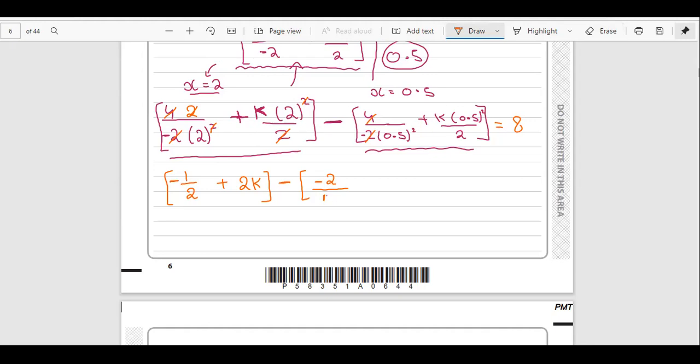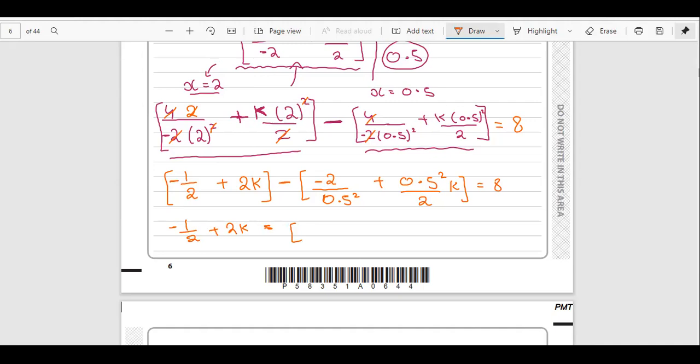We will have 0.5 squared plus 0.5 squared over 2 into k equals 8. So we have minus 1 by 2 plus 2k. Let's do another step. Minus, and then what is minus? Can you do it for me? What is 2 divided by 0.5 squared? Just so we practice it together.